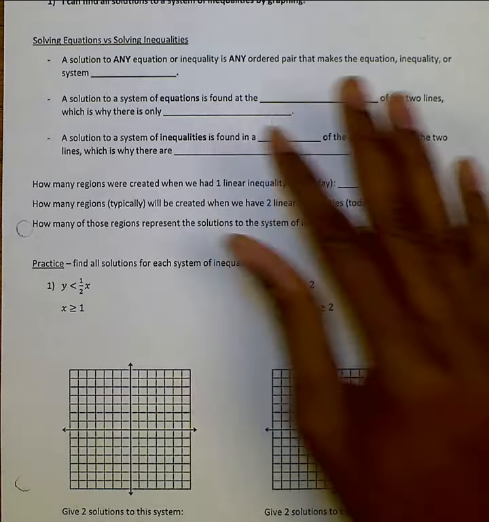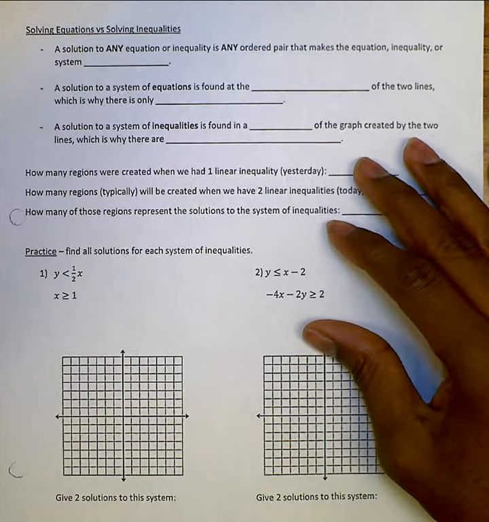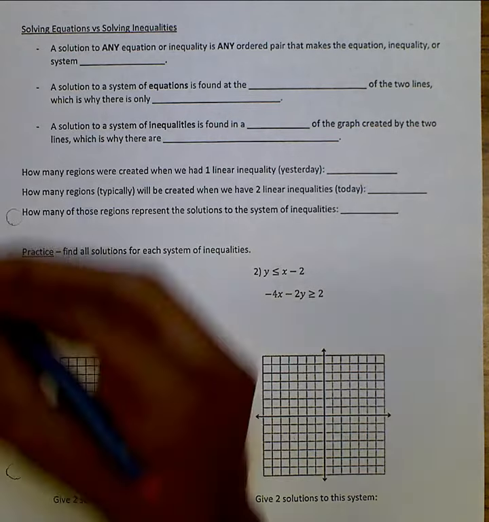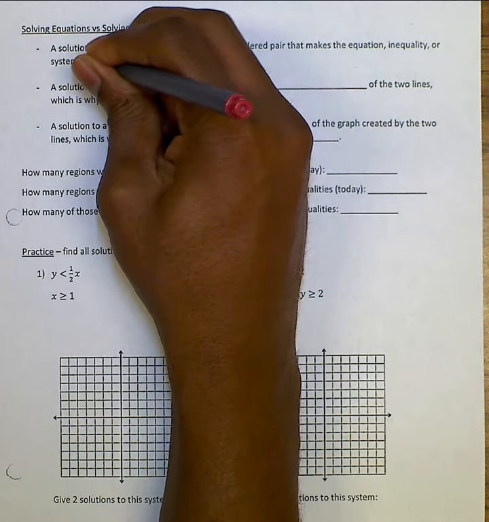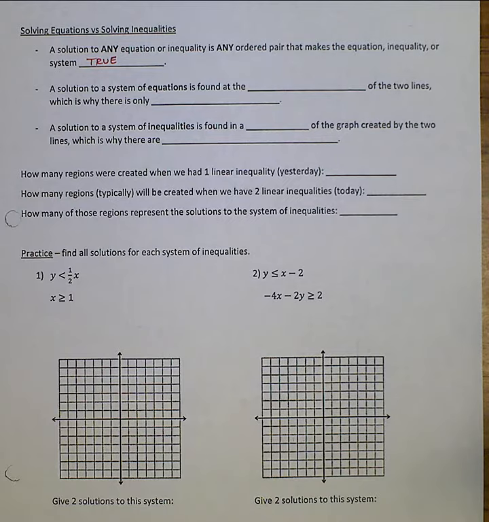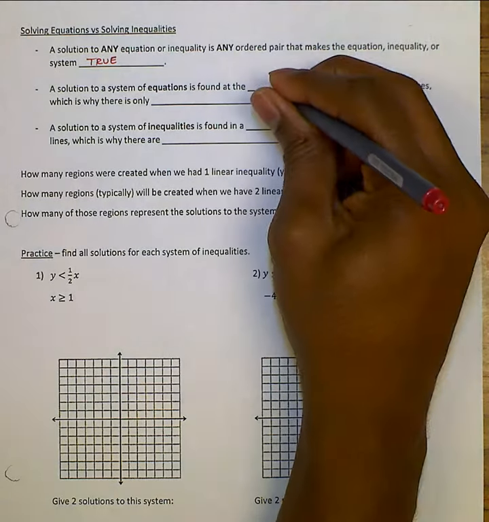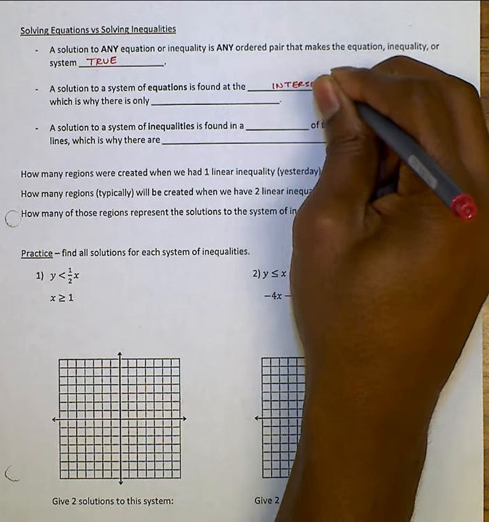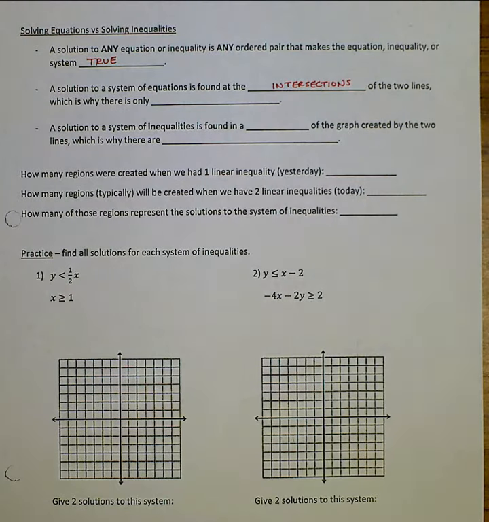Okay, so a solution to any equation or inequality is an ordered pair that makes the equation, inequality, or system true. Okay, this doesn't change with systems either. A solution to a system of equations is found at the intersection of the two lines. As we've done earlier in this chapter when we had equations, that's where they met, which is the only place, which is why there's only one solution.